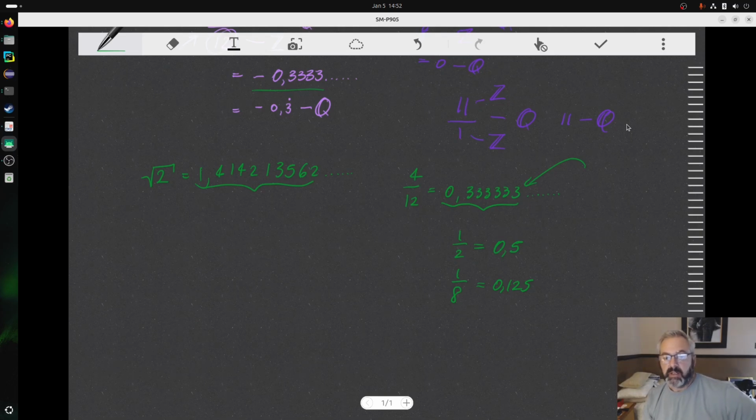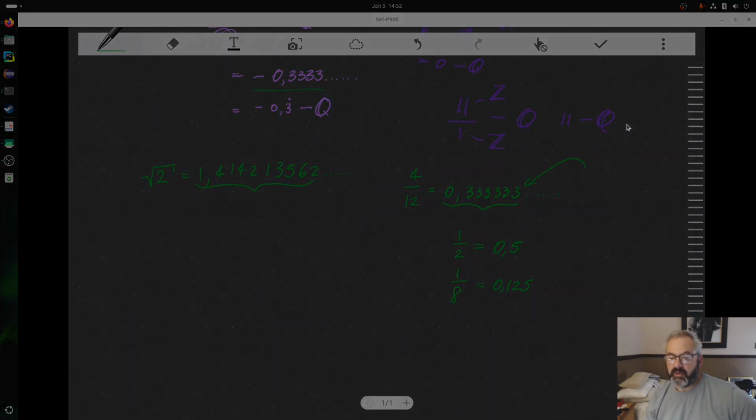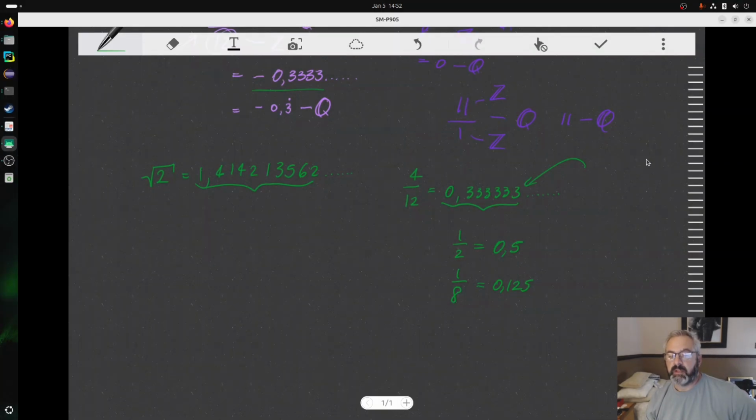All right. Now, the difference between this decimal number and this decimal number is obviously that the 0.33333 continues on and on and on into infinity. All right, but there's an important distinction. The 3 repeats. The 3 repeats all the time. So there's a pattern. There's a repeating pattern.